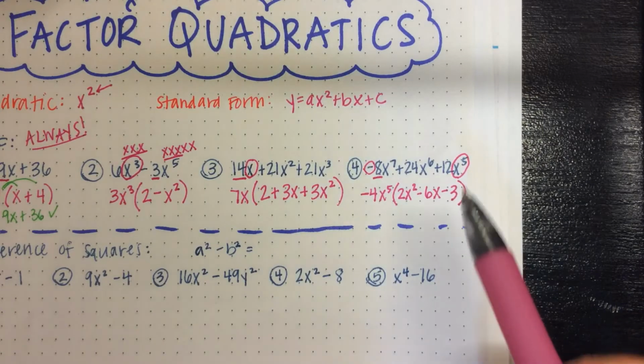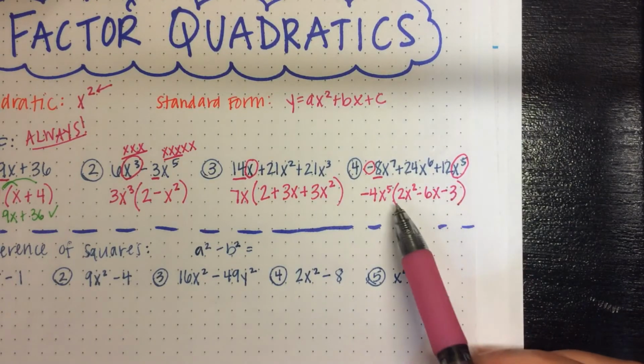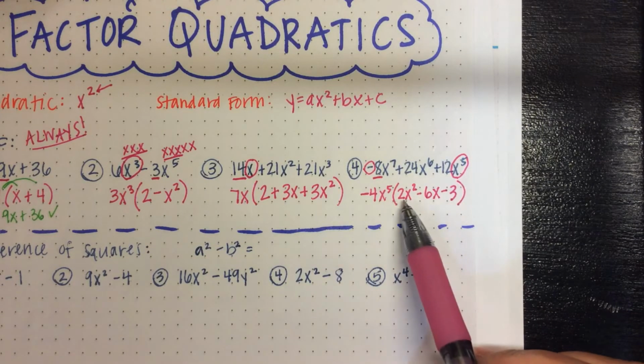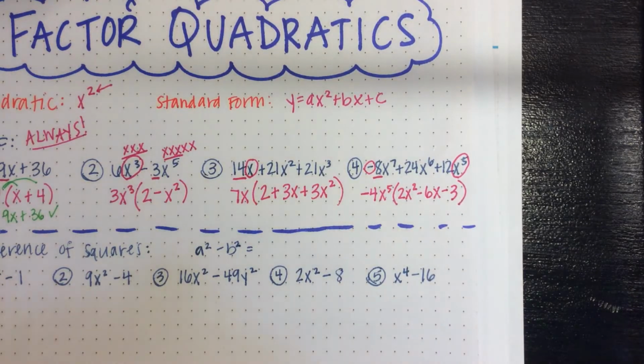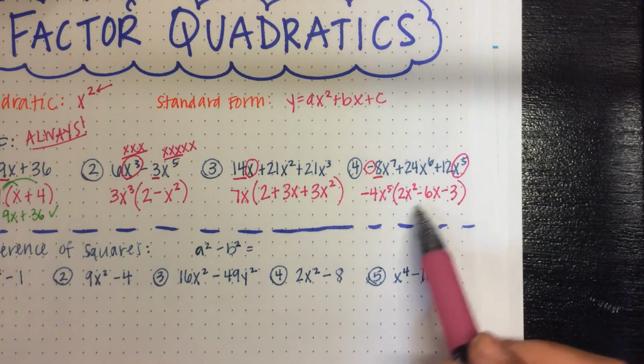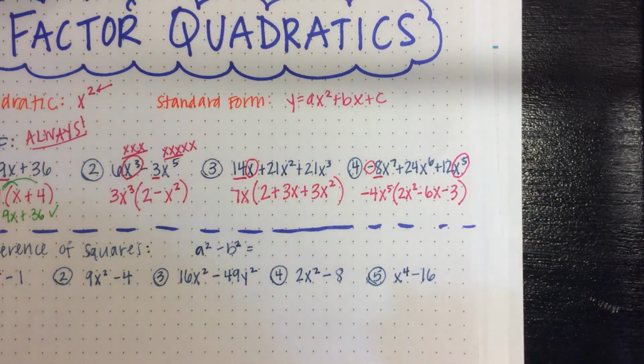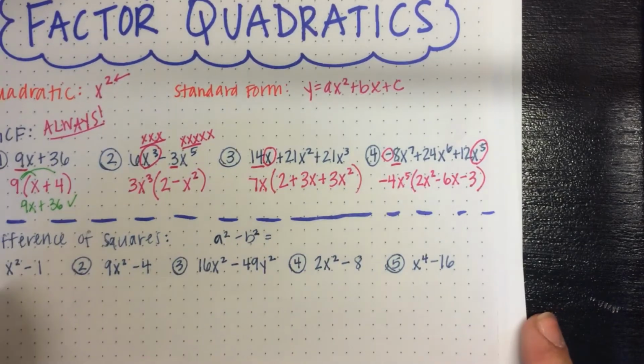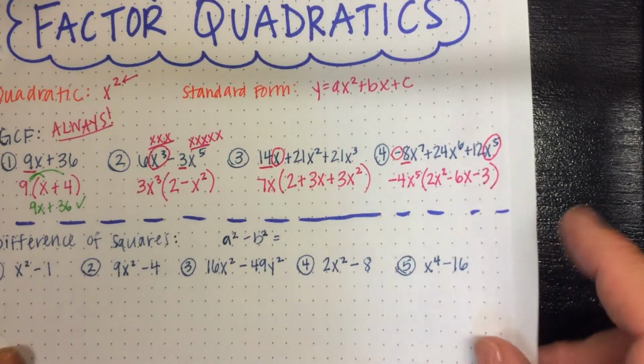All right, we can double check. They don't all have variables, so I took out the right variable. And then 2, 6, and 3 don't all have something in common. So 2 goes into 6, 3 goes into 6, but 2 and 3 can't go into each other, so we don't have any other GCFs there. All right, so always, always, always look for GCF first.